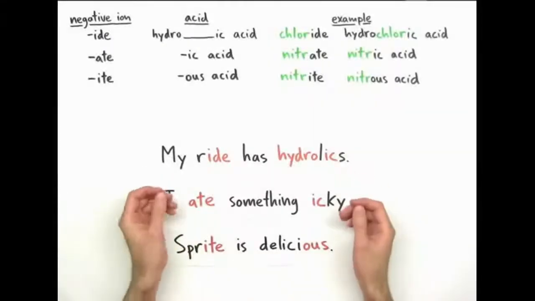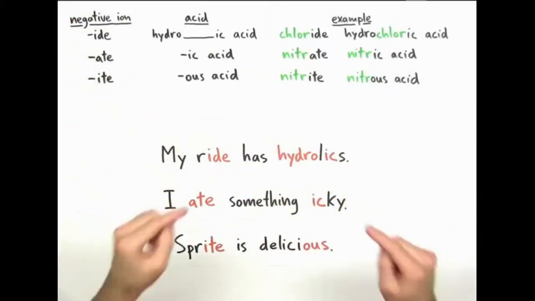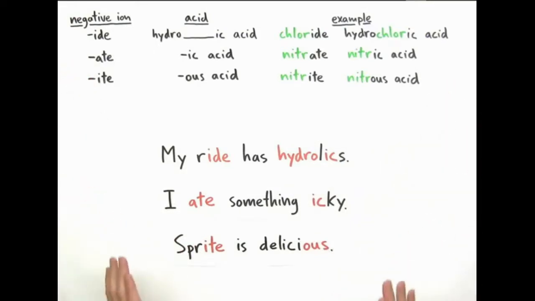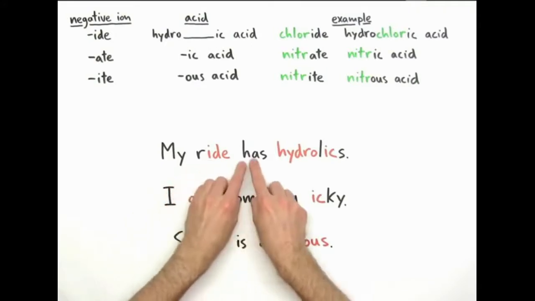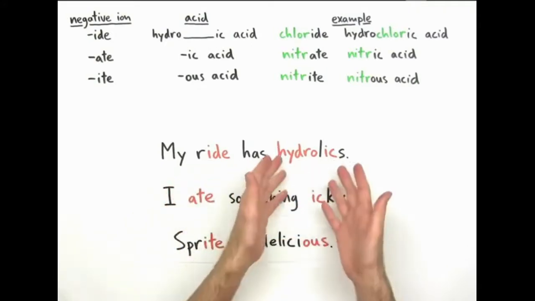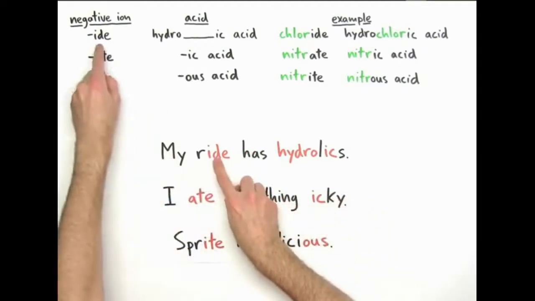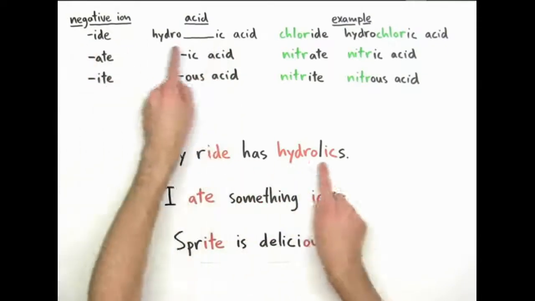So these are the rules for naming acids based on the name of the negative ion that's in that acid. How are you going to remember them? Here is a great mnemonic that I really like, okay? My ride has hydraulics. This isn't actually how we spell hydraulics, but you know, whatever. So IDE, hydro-ic, so that's how you name this type of acid.